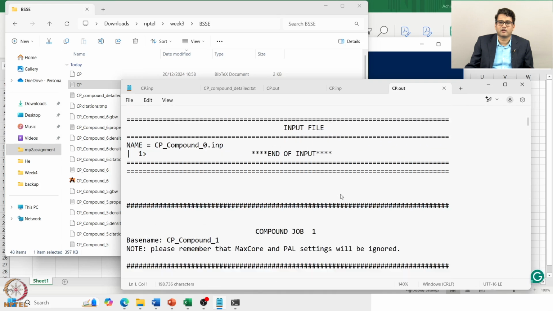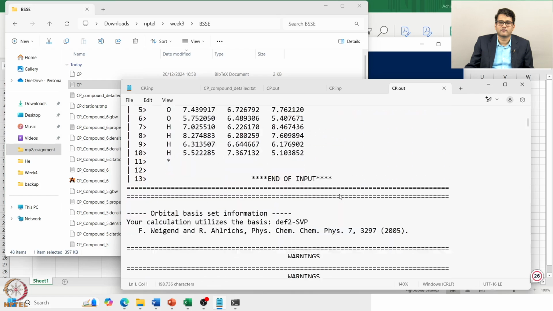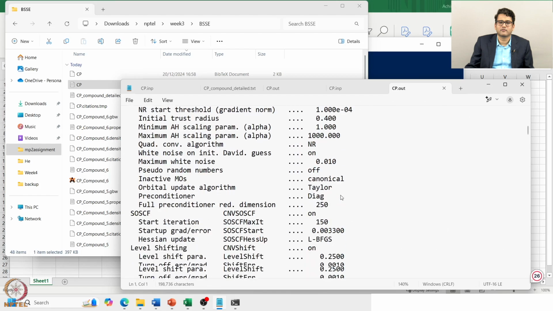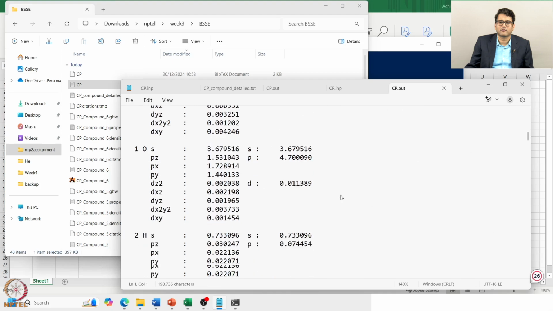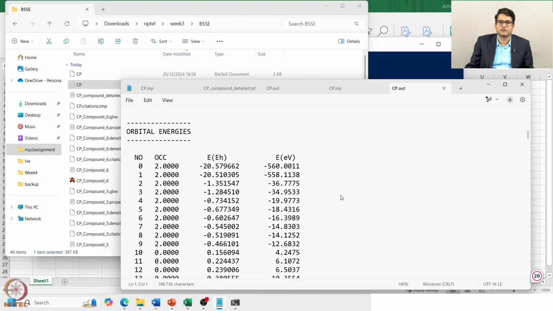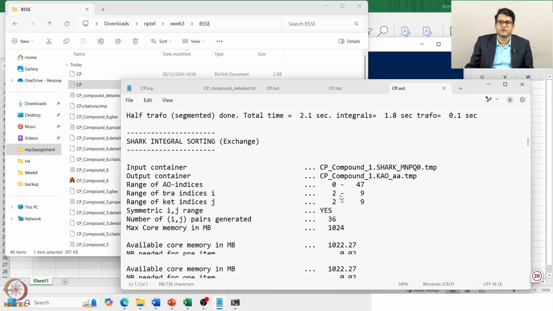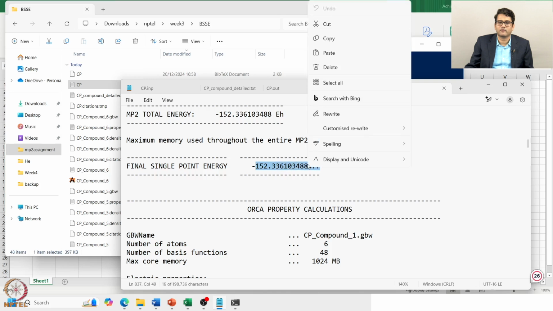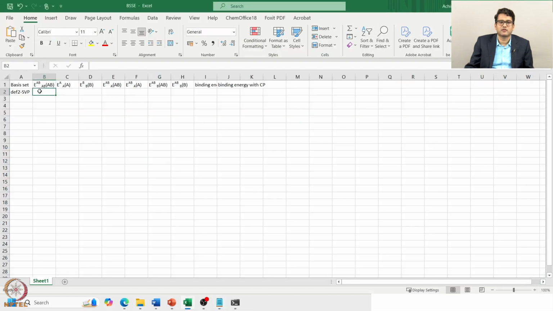So, it says start compound job 1, so this is the SCF energy, and this is the MP2 energy, and this is my final single point energy. So, let me copy it and put it on the Excel sheet.